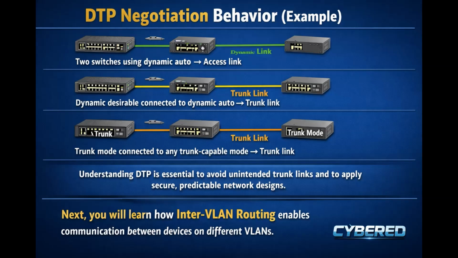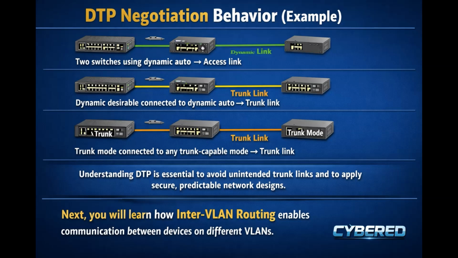DTP negotiation behavior. Two switches using dynamic auto form an access link. Dynamic desirable connected to dynamic auto forms a trunk link, and trunk mode connected to any trunk-capable mode forms a trunk link. Understanding DTP is essential to avoid unintended trunk links and to apply secure, predictable network designs.